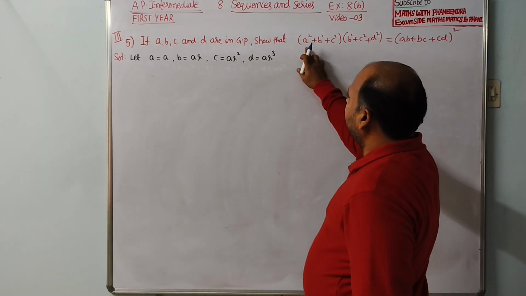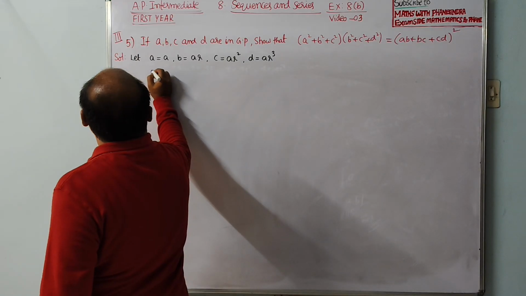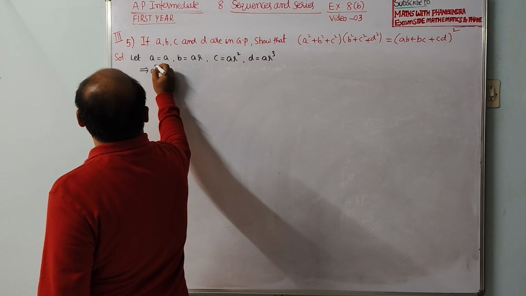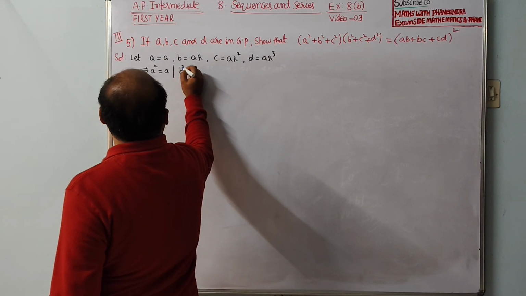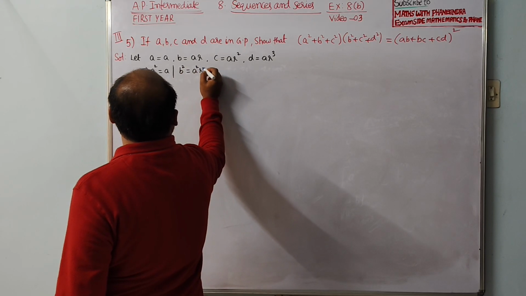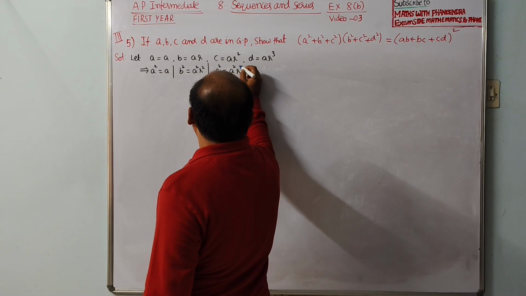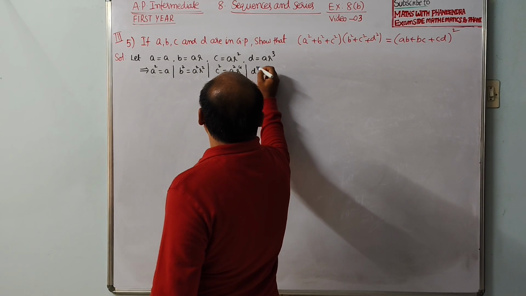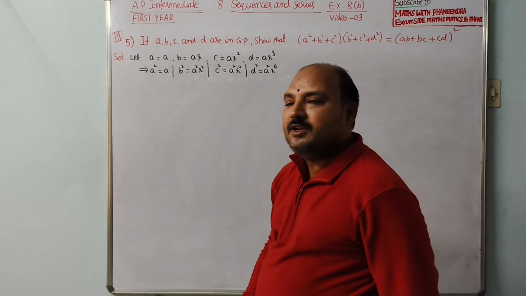Next, A square, B square, and so on, we have to square them. So A square is equal to a square, B square is equal to a square r square, C square is equal to a square r power 4, D square is equal to a square r power 6. Am I right, dear students?